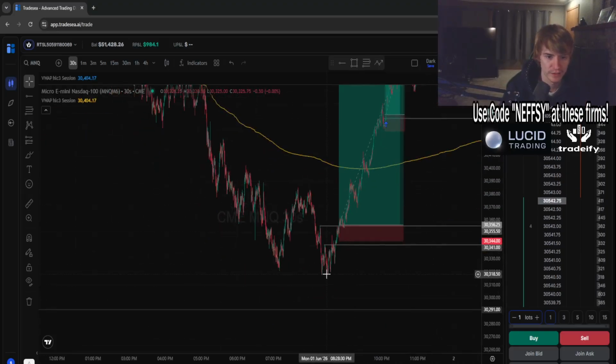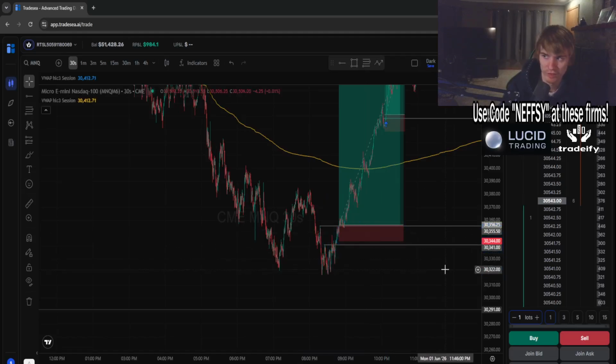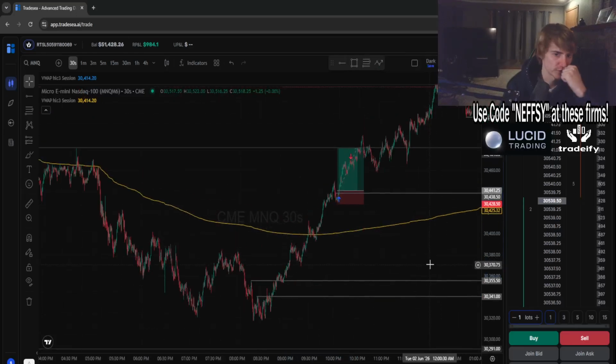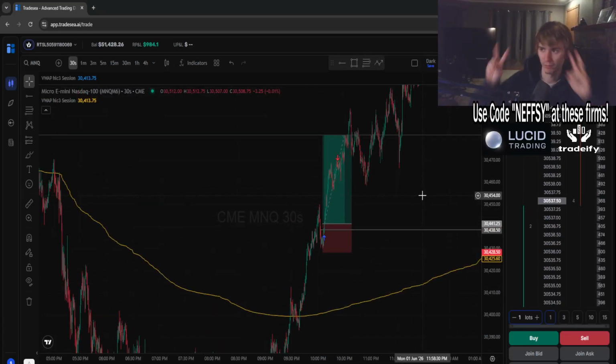But as you can see, I would have waited for almost 40 points to go right in front of my face. I'm not trying to top and bottom tick, like I said. But those are my other entries. If I'm not taking fib entries, that is the only other way that I'm entering. Those are both of my entry models, you could say.